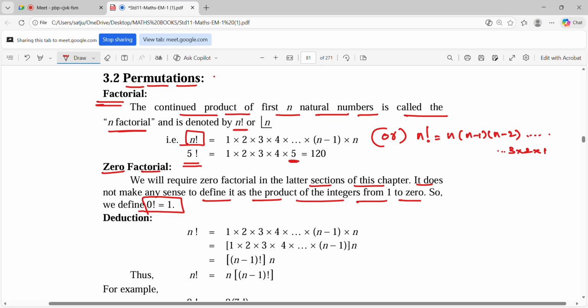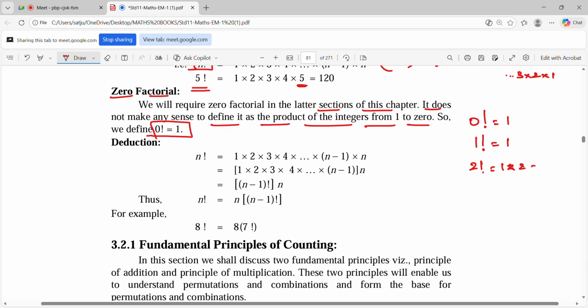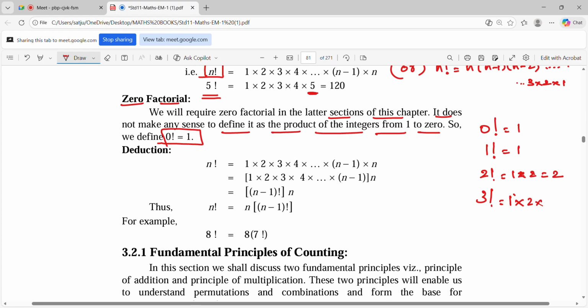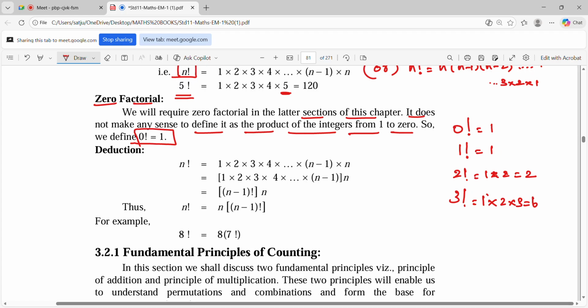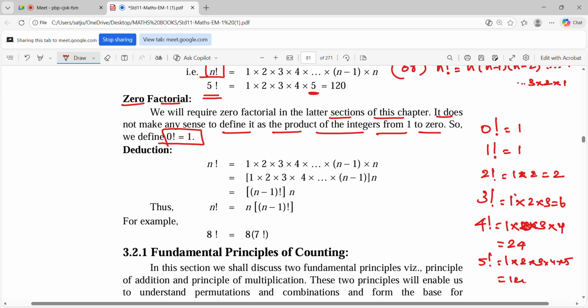How to get that 1, we will see shortly. First, you need to know the factorial. 0 factorial is nothing but 1, 1 factorial is nothing but 1, 2 factorial is nothing but 1 into 2, so that is 2. 3 factorial is 1 into 2 into 3, that is 6, and so on. 4 factorial is 1 into 2 into 3 into 4, that is nothing but 24. 5 factorial is 1 into 2 into 3 into 4 into 5, which is 120.